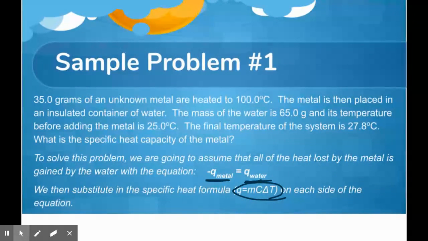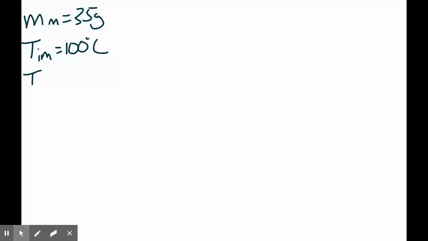So the first thing we want to do is list all of the information that we're given. We have the mass of the metal, which is 35 grams. We have the initial temperature of the metal, which is 100 degrees Celsius. And we have the final temperature of the metal, which is 27.8 degrees Celsius. The specific heat capacity of the metal is what we're looking for.